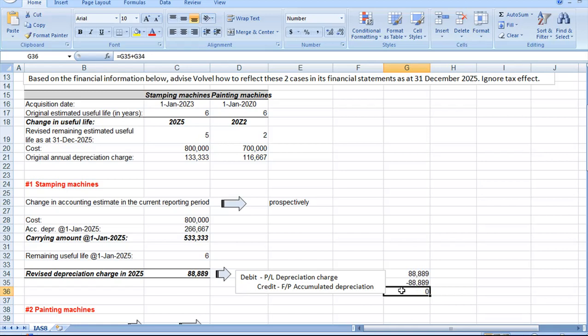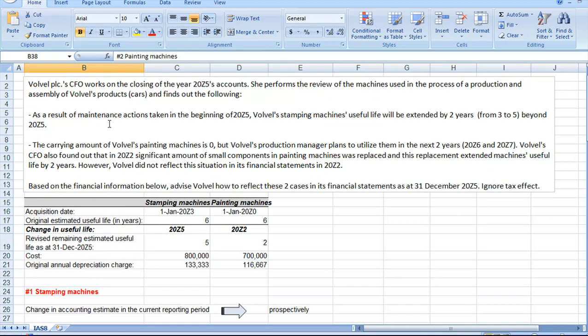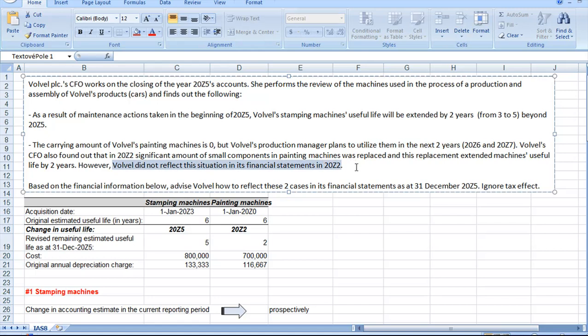Let's see more complicated stuff now, the painting machines. Well, this is exactly our problem. Painting machines are fully depreciated, but will be used for another 2 years after 2005. Well, here, Volvo did not review useful lives in the past. Well, that's an error because of failed application of IAS 16.